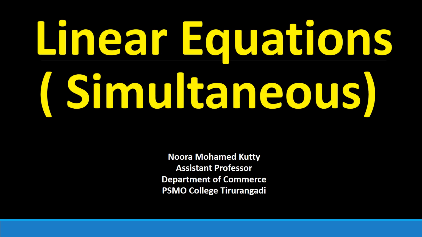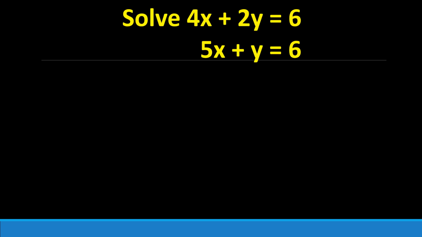In this video, we are going to study how to solve simultaneous linear equations in two variables. Let us consider a question. Solve 4x plus 2y equal to 6 and 5x plus y is equal to 6. Let us take the first equation, that is 4x plus 2y is equal to 6, and the second one is 5x plus y is equal to 6.